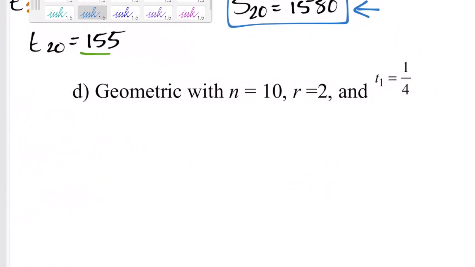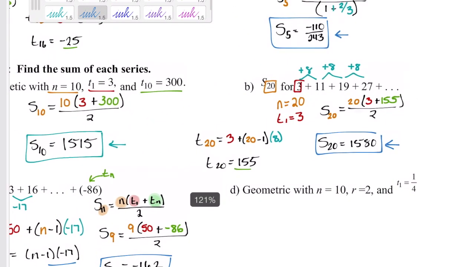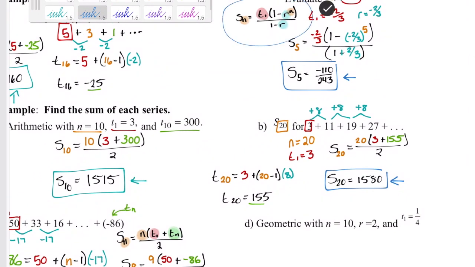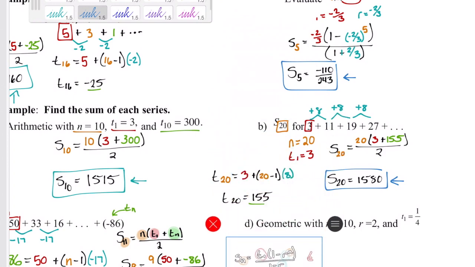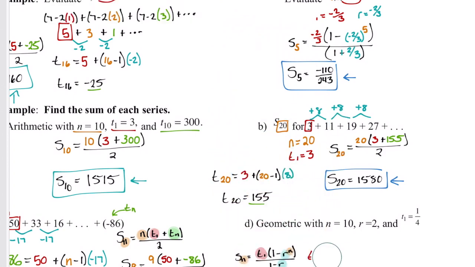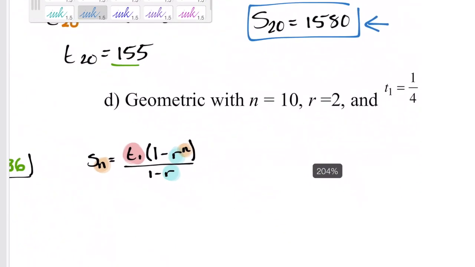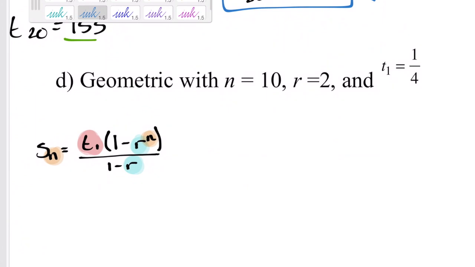Here, they tell me it's geometric, so I'm going to steal my geometric formula from way up here. Bring it down. There we go. It looks like they've given me everything I need. I have my n, I have my r, and my first term.